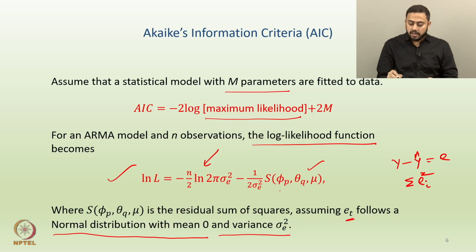Okay. And here we are assuming an ARMA model, right. So ARMA model contains p number of phi coefficients, q number of theta coefficients, and if you have an intercept, there will be an intercept which is mu. Okay. So these are nothing but the set of the parameters, right.